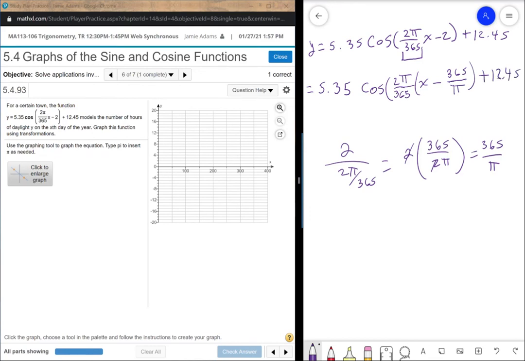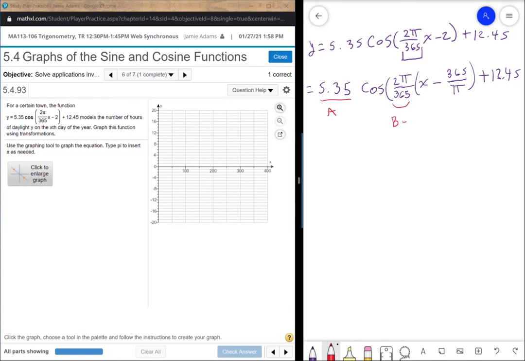So now let's address everything that just happened. Now I can talk about all my transformations. So, specifically, that's my amplitude. This is b, which of course relates to the period. This phase shift, specifically it's going to go right 365 over pi, and then this is a vertical shift. Specifically it's going to go up 12.45. So that's every bit that I need, almost.